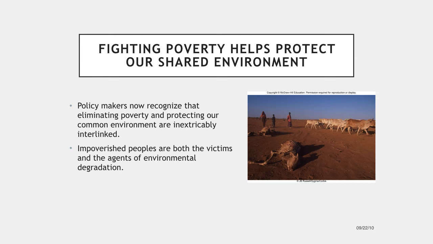Policymakers now recognize that eliminating poverty and protecting our common environment are inextricably linked. The world's poorest people are both the victims and the agents of environmental degradation. The poorest people are often forced to meet short-term survival needs at the cost of long-term sustainability. Desperate for cropland to feed themselves and their families, many move into virgin forests or cultivate steep, erosion-prone hillsides where soils are depleted after only a few years.